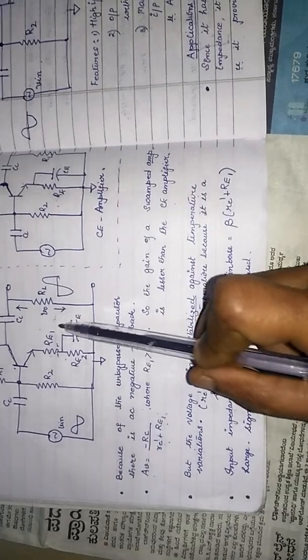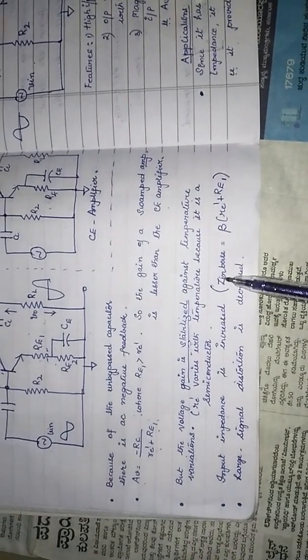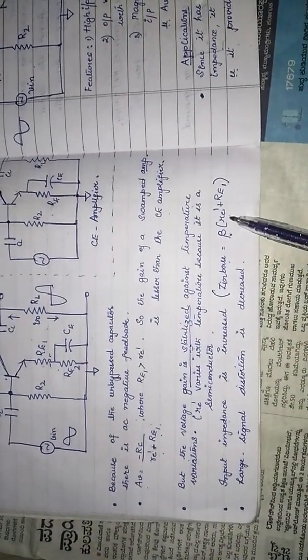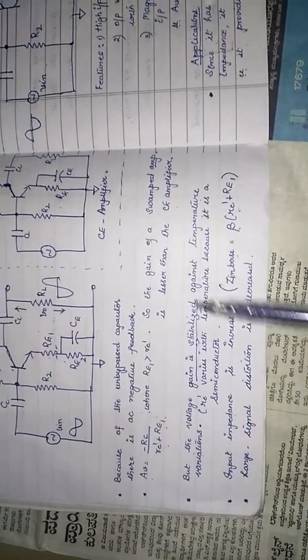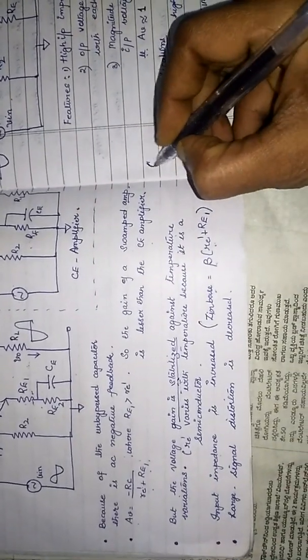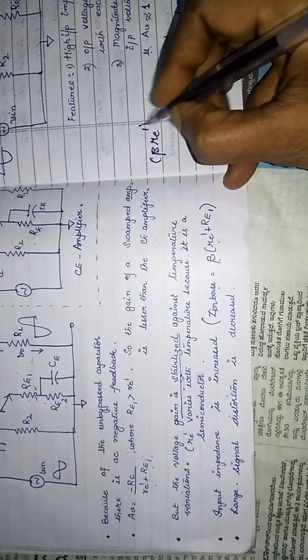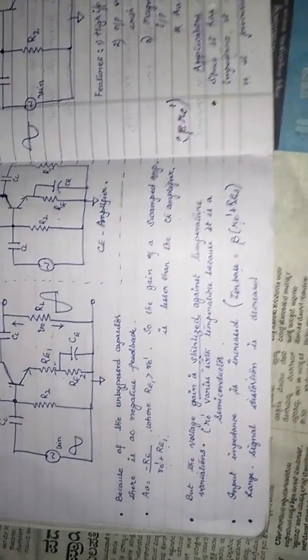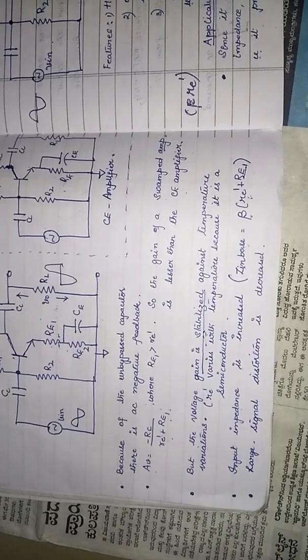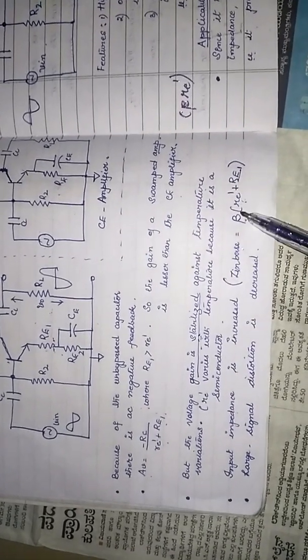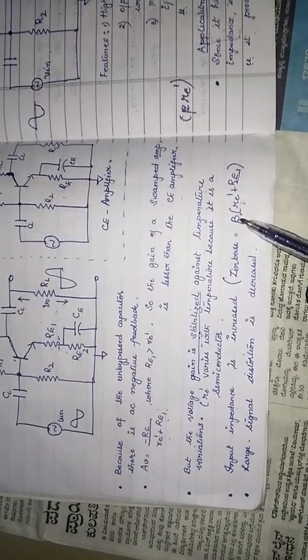Now because you have a swamped resistance or an unbypassed resistance, if you work out using the RE model, the Z in base becomes beta into RE dash plus RE1. If you remember what is the input resistance or Z in base for a CE amplifier, Z in base for a CE amplifier was beta RE dash. So what do you see here? Beta into RE dash plus RE1. So what has happened? The input impedance is large. So what do we want for any amplifier? We want an amplifier or any circuit to have a large input impedance. So the input impedance of a swamped amplifier is much greater when compared to that of the CE amplifier.